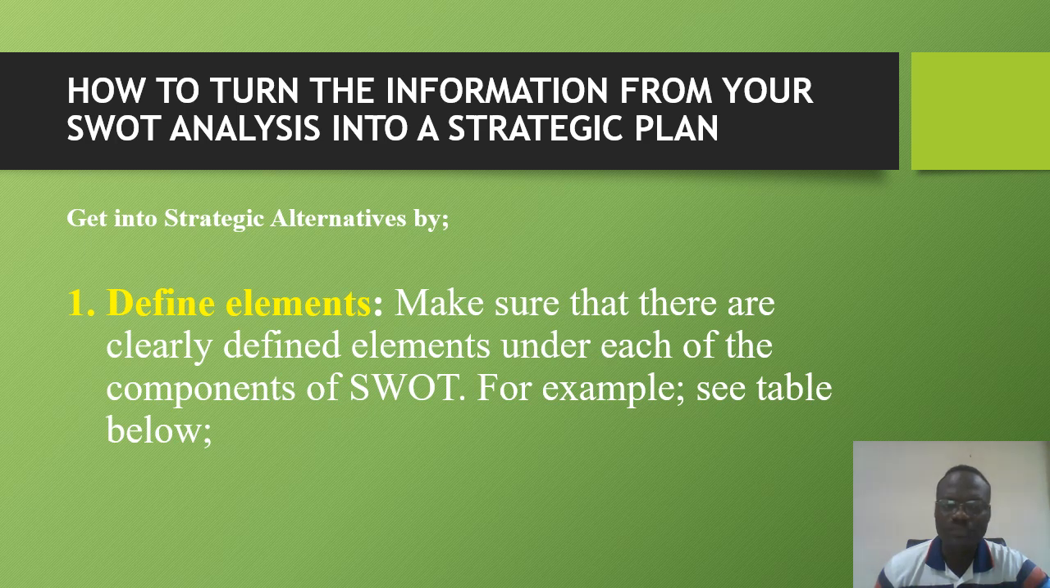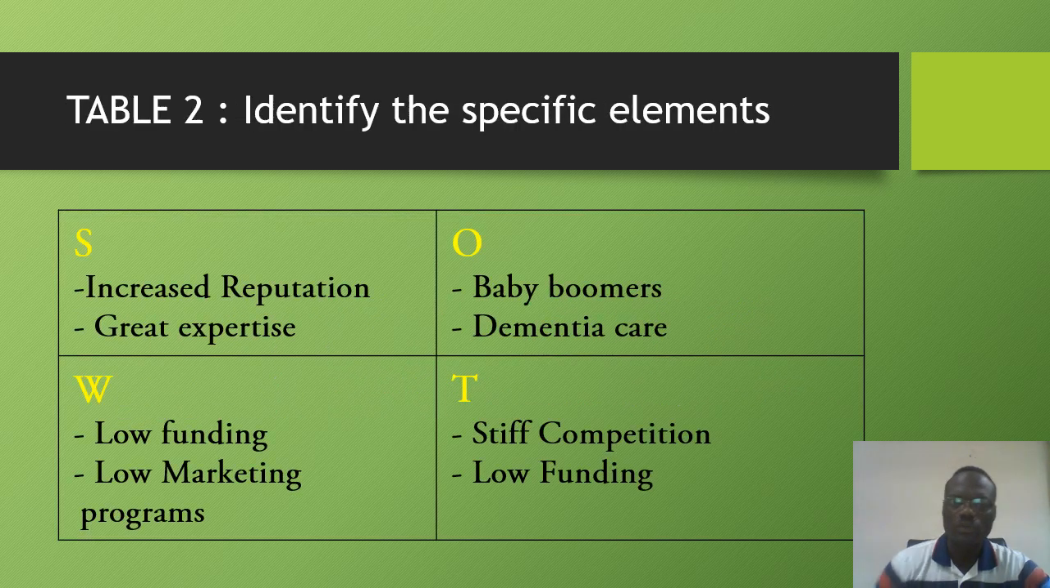Start off by defining the elements that you have identified under SWOT. Make sure that there are clearly defined elements under each of the components of the SWOT. For example, look at the table. In this table, you can see that the S, which is strength, is indicated here by two major elements.